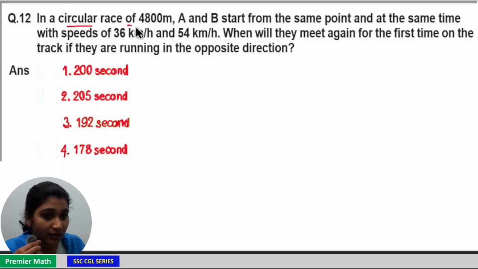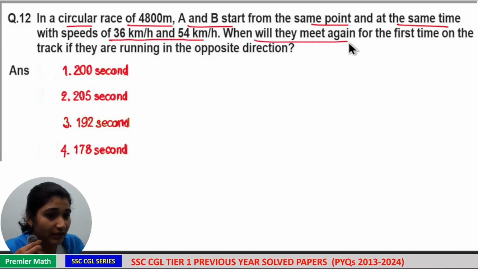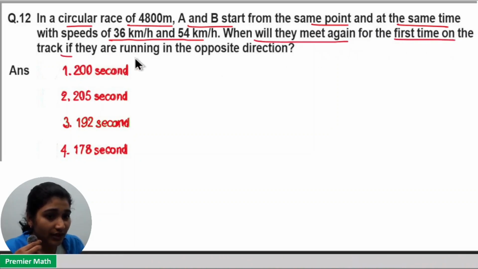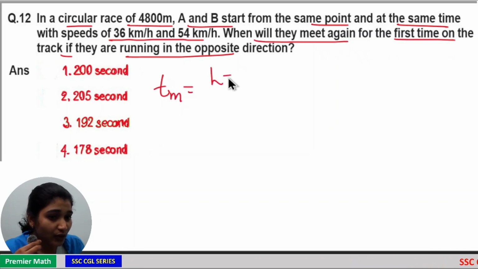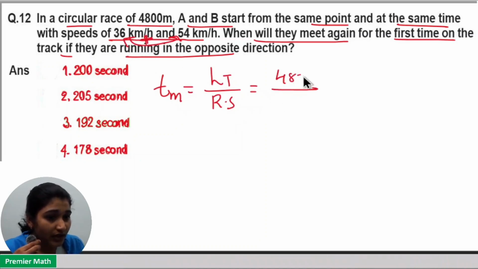In a circular race of 4800 meters, A and B start from the same point at the same time with speeds 36 km per hour and 54 km per hour. When will they meet again for the first time on the track if they are running in opposite directions? Here, time of meeting is equal to length of track divided by their relative speed. Relative speed in this case, both are running in opposite directions, means the sum of their speeds is the relative speed. So here the length of track is 4800 meters and the sum of speeds 54 plus 36 is equal to 90.